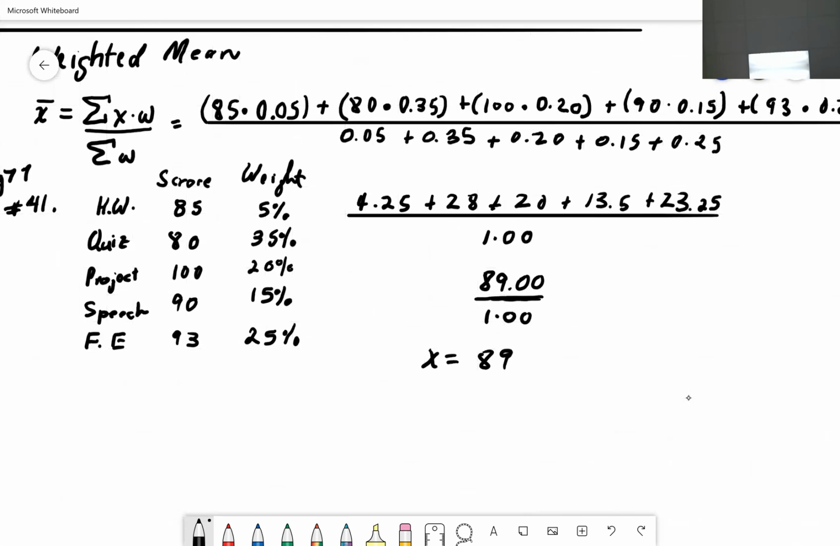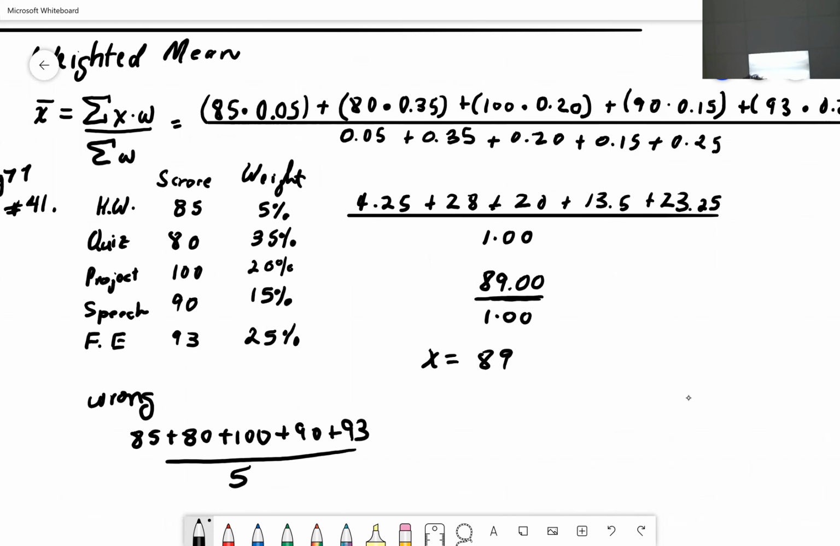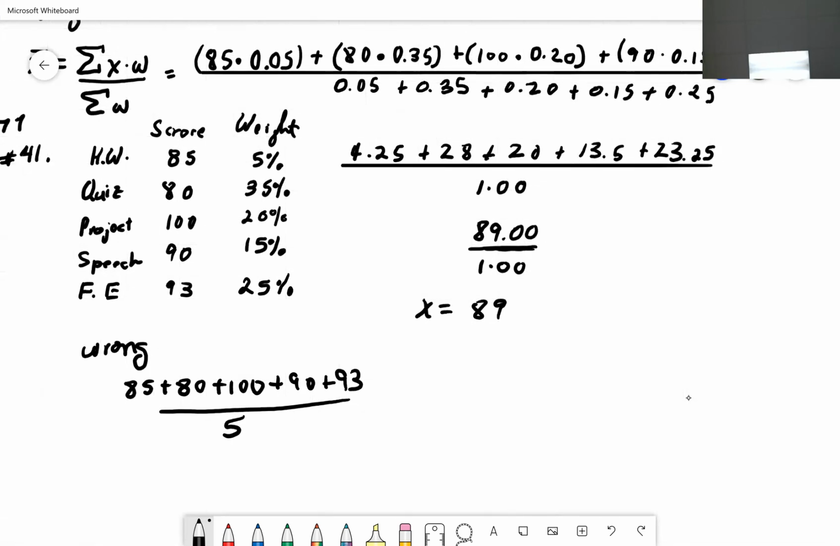So that is more involved than just, if you did it wrong, you would have gotten 85 plus 80 plus 100 plus 90 plus 93 and divided by 5. If you would have done that, you would have gotten 89.6. And some of you might complain and say, well, that's close enough.